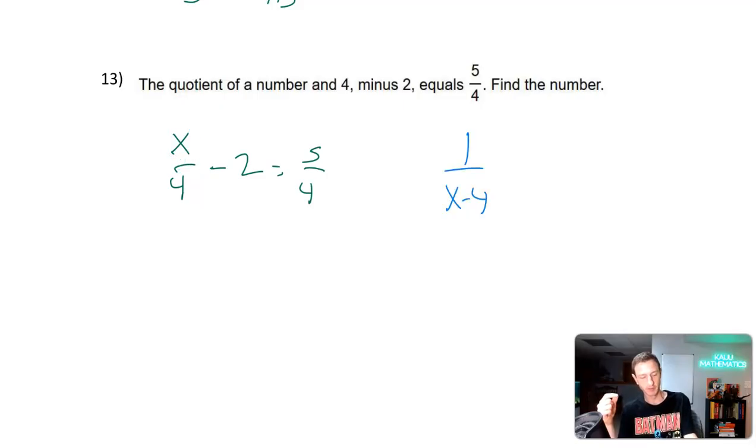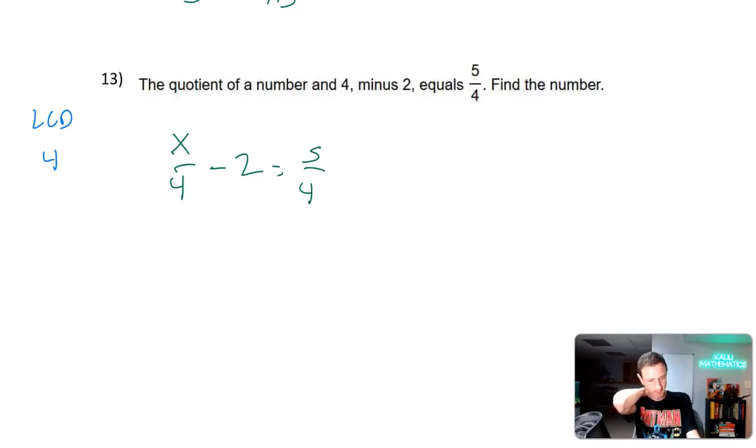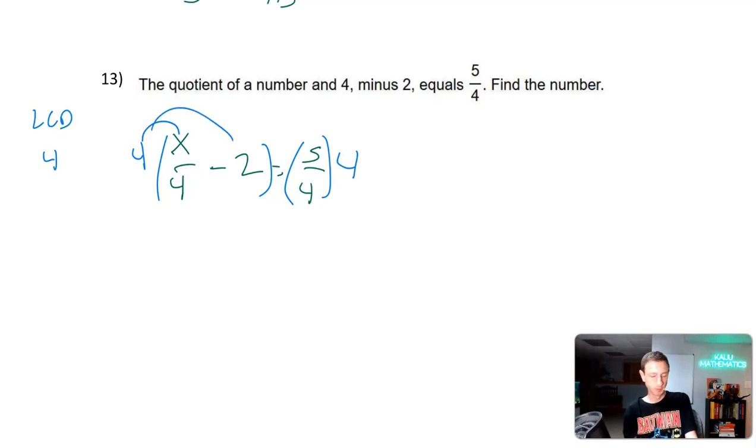I think then that means we have to find an LCD of 4. We're going to multiply both sides by 4. This is a little bit easier than that last one. The 4's are going to cancel with that first one. So x minus 8 equals, 4's cancel, 5. Plus 8, x equals 13.